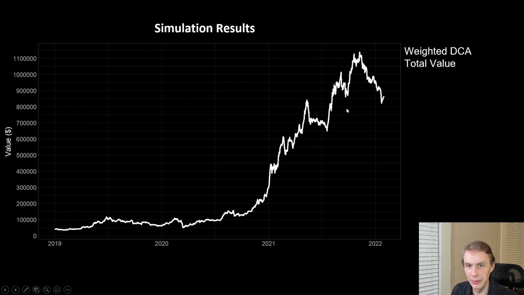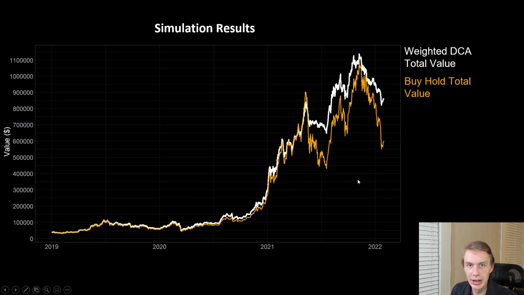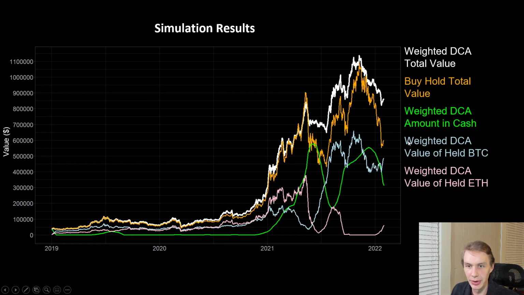You're quite happy to turn $40,000 into $850,000. You had over $1 million back in November. Not bad. Let's compare this to the buy and hold. So that's this orange line here. This is if you just bought and held $20,000 worth of Bitcoin and $20,000 of Ethereum over the same period. We see you would have been doing worse. You would not have done as well as the weighted DCA strategy. The weighted DCA strategy outperformed over this time.